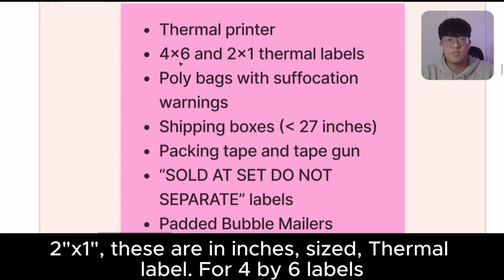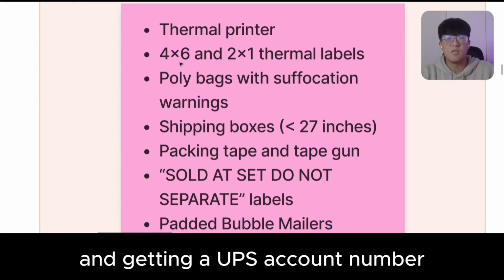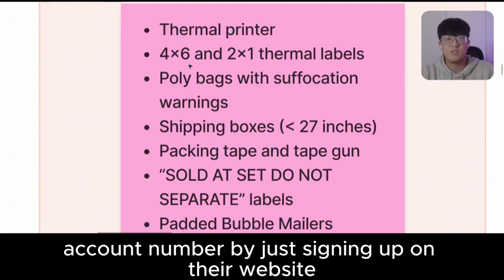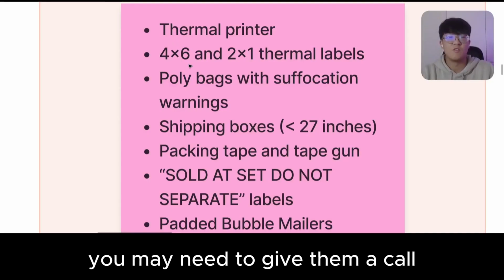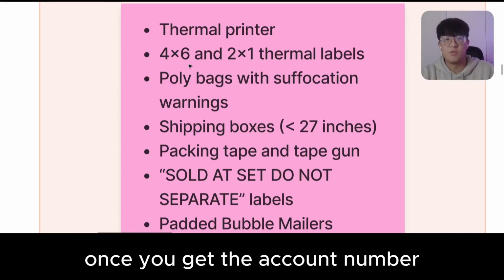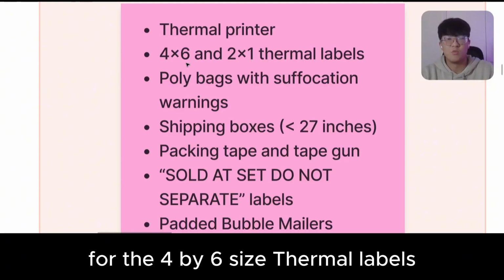For 4x6 labels, you can get them from UPS by signing up for a business account and getting a UPS account number. You may not get a UPS account number by just signing up on their website. You may need to give them a call for them to give you an account number. Once you get the account number, you can go ahead and order supplies and purchase the 930 big label roll for the 4x6 sized thermal labels.